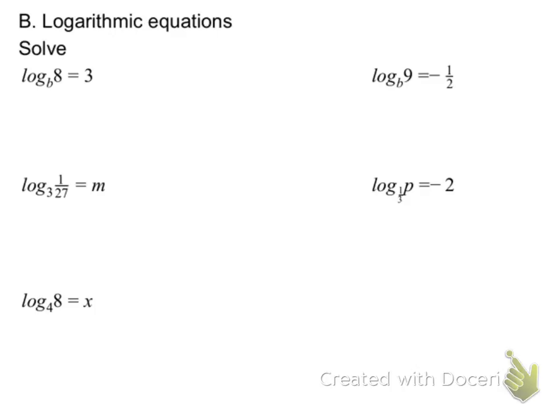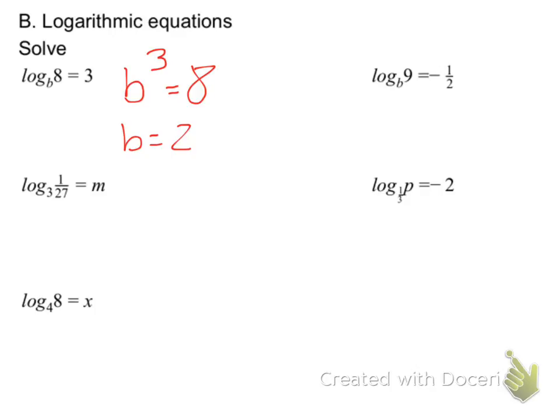So, how do I switch that? b to the 3rd power is equal to 8. So b is equal to 2. You have to use a little bit of intuition on this one, right? When you're solving some of these, you got to know your exponent rules.